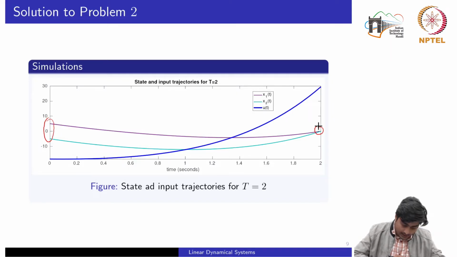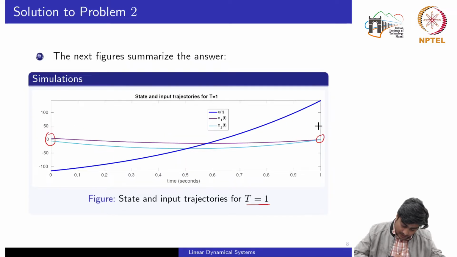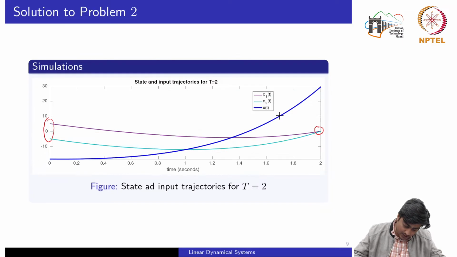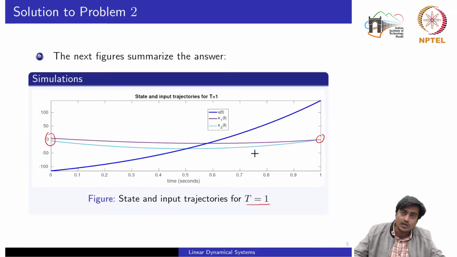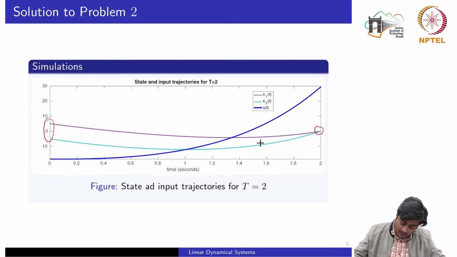One thing interesting to note here is that once we have lengthened the time from T equal to 1 to T equal to 2, the energy required in the control signal is quite a bit less than what it was at T equal to 1. We will also do some computation to quantify the amount of energy used in the control signal.